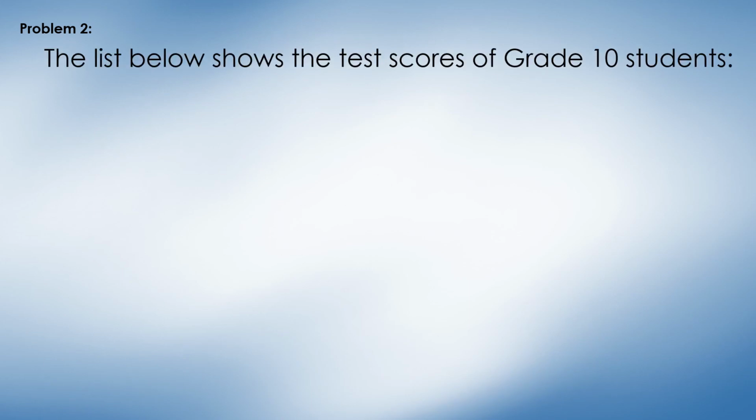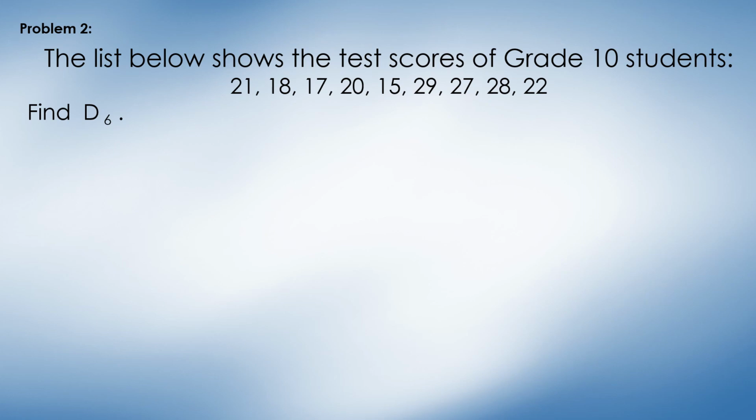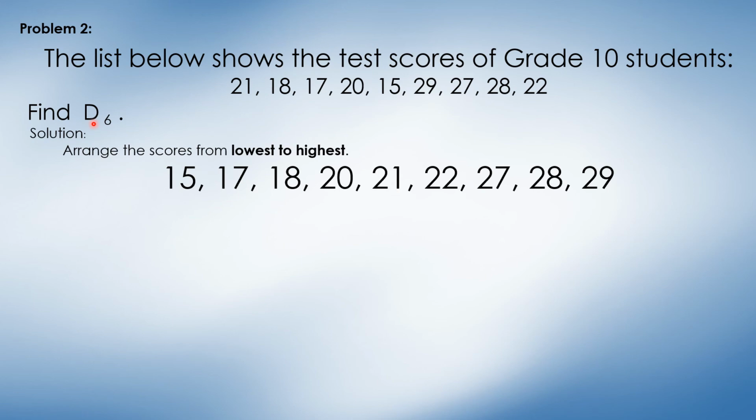So let us continue using our problem number 2. This time, we need to find the sixth decile. Of course, we need to arrange scores from lowest to highest: 15, 17, 18, 20, 21, 22, 27, 28, and 29. Using the decile formula, we have D sub k is equal to k over 10 multiplied by the sum of n and 1. The value of k here is 6 because we are looking for the sixth decile.